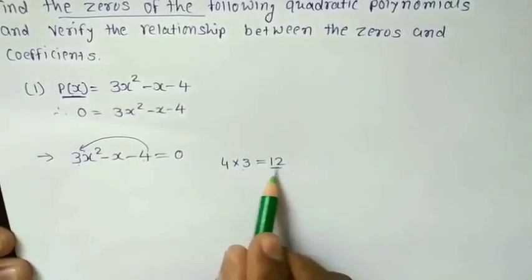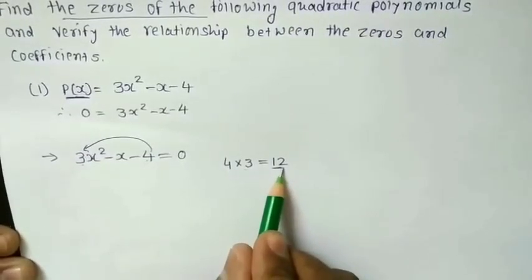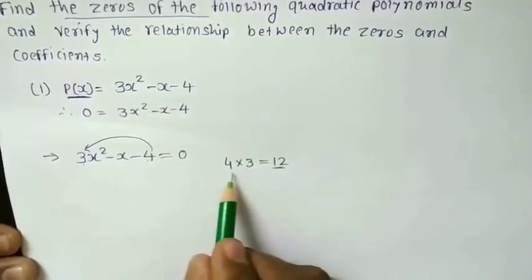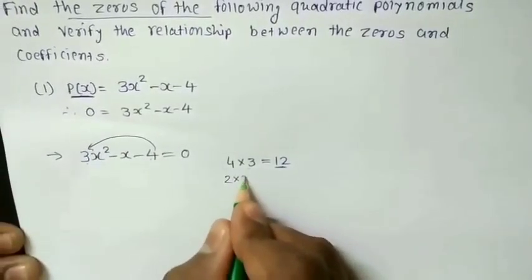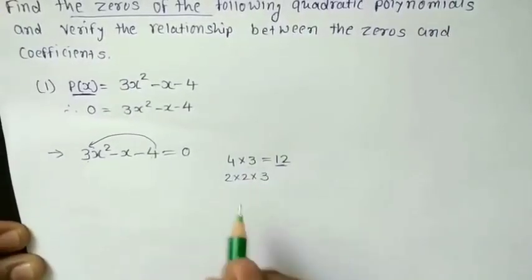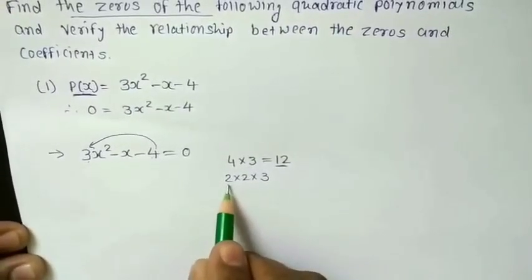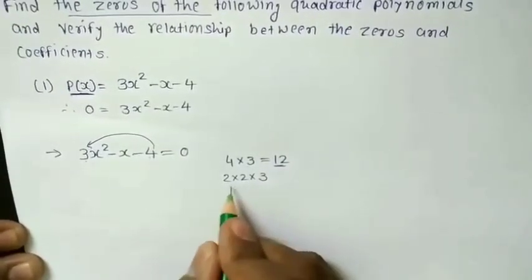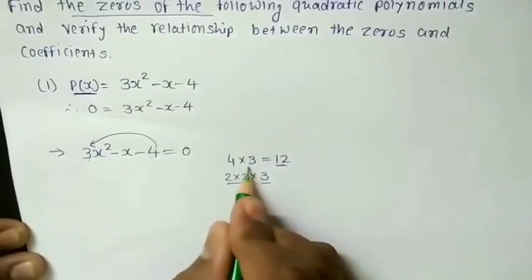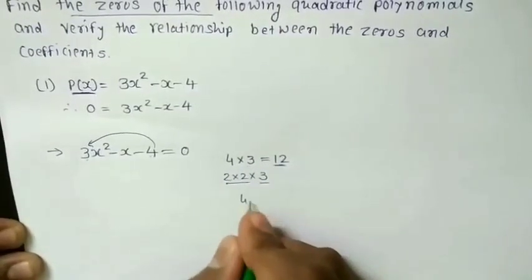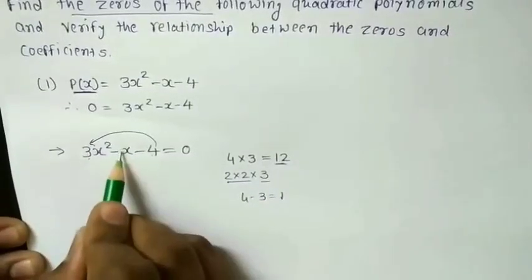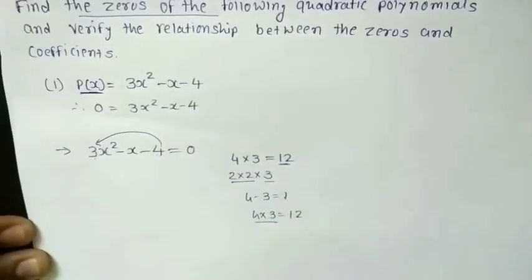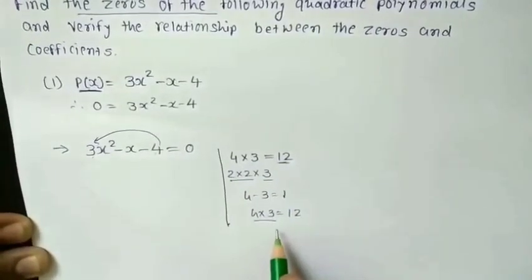So we need to factorize 12 in such a way that when the factors are subtracted from each other we get the answer 1. Let's try 2 into 3: 3 twos are 6, and 6 minus 2 is not equal to 1, it is equal to 4. Another one is 4 into 3: 4 minus 3 will be equal to 1, and 4 into 3 is equal to 12. So these are the factors which we require here.